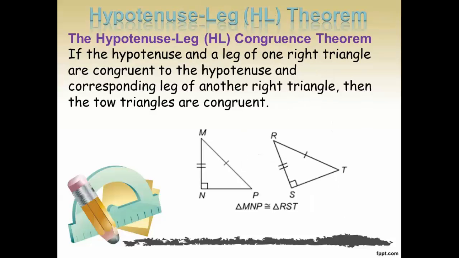We also have the hypotenuse leg theorem, which we abbreviate HL. If the hypotenuse and a leg of one right triangle are congruent to the hypotenuse and corresponding leg of another right triangle, then the two triangles are congruent. And look at that, I copied and pasted this theorem and they misspelled the word two. They said toe. I'll have to look in the LMS and see if it stayed that way. You can see in this picture how that works out.